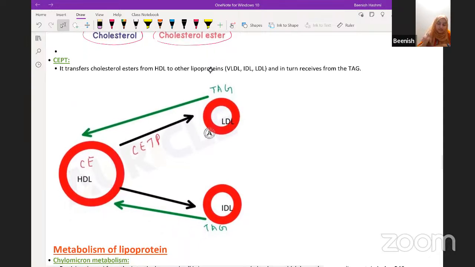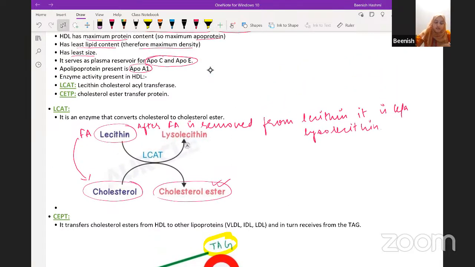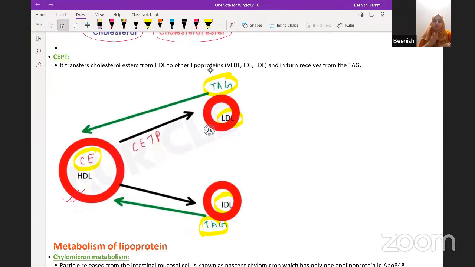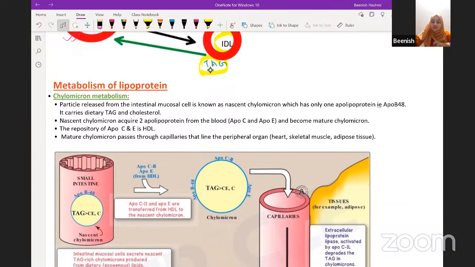So you can see in this diagram that this is an HDL being represented. The cholesterol esters from HDL are being transferred to other lipoproteins, which can be LDL, VLDL, IDL. And in turn, what do they receive from them? They receive triacylglycerols in return. So this is brought about by the enzyme known as cholesterol ester transfer protein, because it transfers cholesterol ester from HDL to other lipoproteins and in turn receives TAG from them. So that was about the two enzyme activities which are present in HDL.